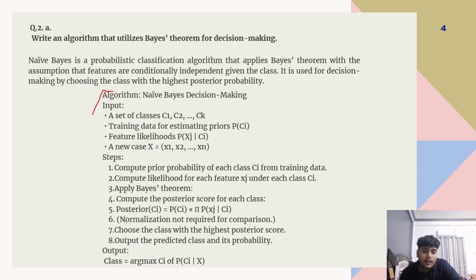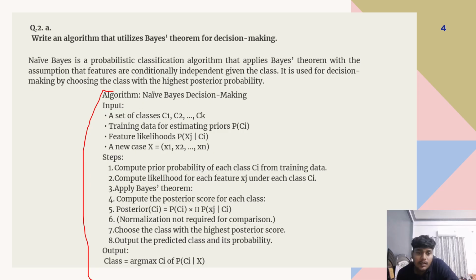This here is the algorithm. First we take the input. In input we take a set of classes C1, C2, up to CK, and training data for estimating priors P(Ci) and feature likelihoods, and a new case x equals x1, x2, up to xn.